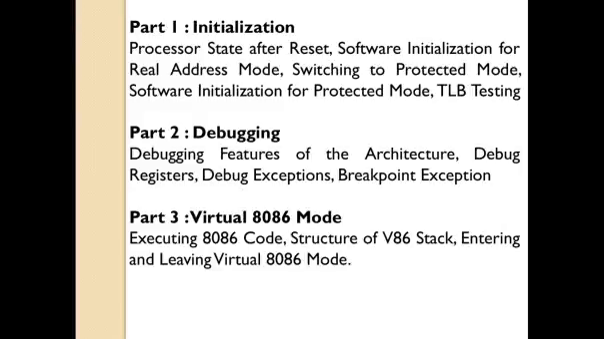In this video we will see the various points of processor after reset, the debugging points, what are the features in debugging mode, and the next content is virtual 8086 mode. In this video we will see only the processor state of the reset, what are the values in processor in the registers, what type of initialization is required in real address mode, then how to switch to the protected mode from real mode, what are the different initializations done by the software when the processor is in protected mode. There are the various points that we will see in this video.